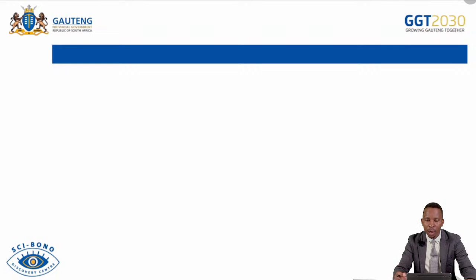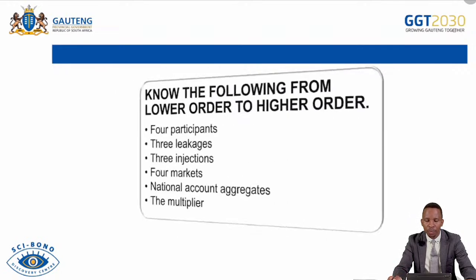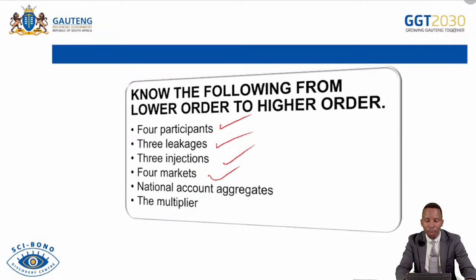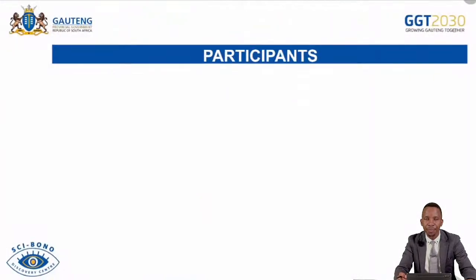So, the term 1 review. As we review term 1, this is the way to go. Note the following in your topic number 1. 4 participants in the circular flow, 3 leakages in the circular flow as for the open economy, remember? 3 injections in the circular flow as for the open economy. Know your markets in the open economy as a circular flow. Know national account aggregates, and you also need to know your multiplier. It is very important that you know your multiplier, because more often it comes up in your question paper.